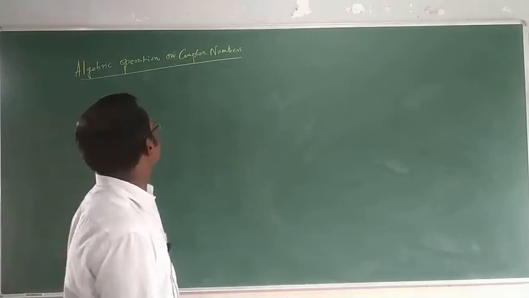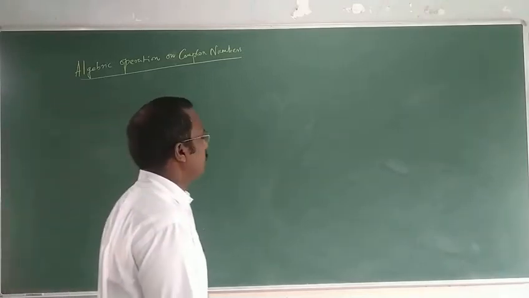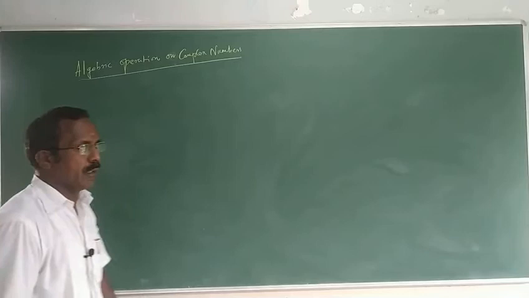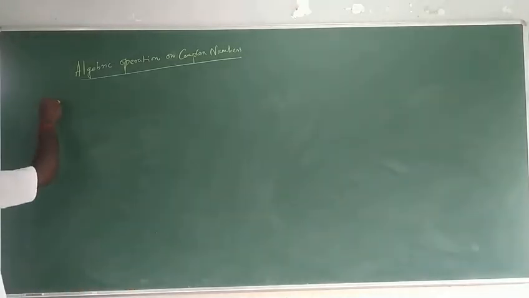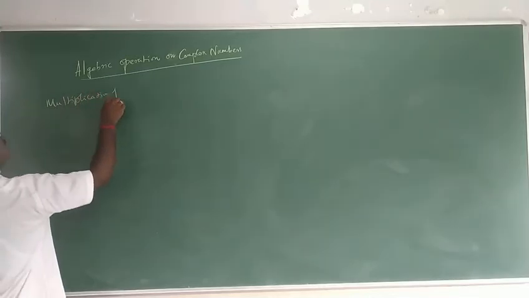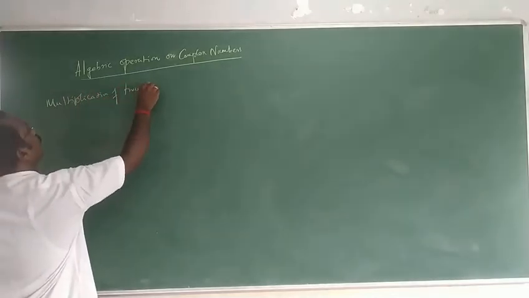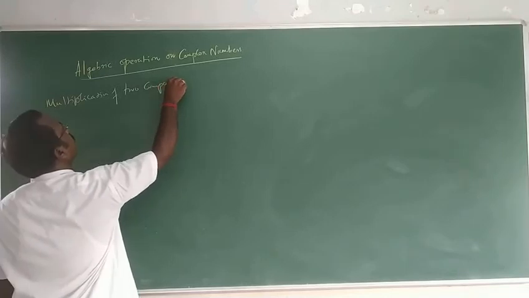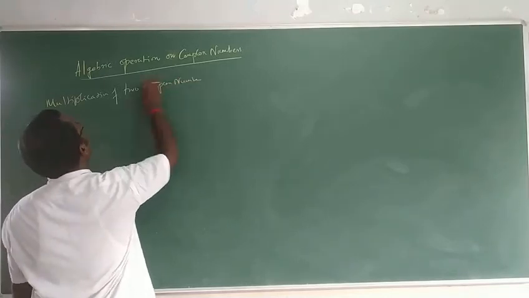Next, continuation of algebraic operations on complex numbers: multiplication of two complex numbers. Complex numbers are simply written as Cn.